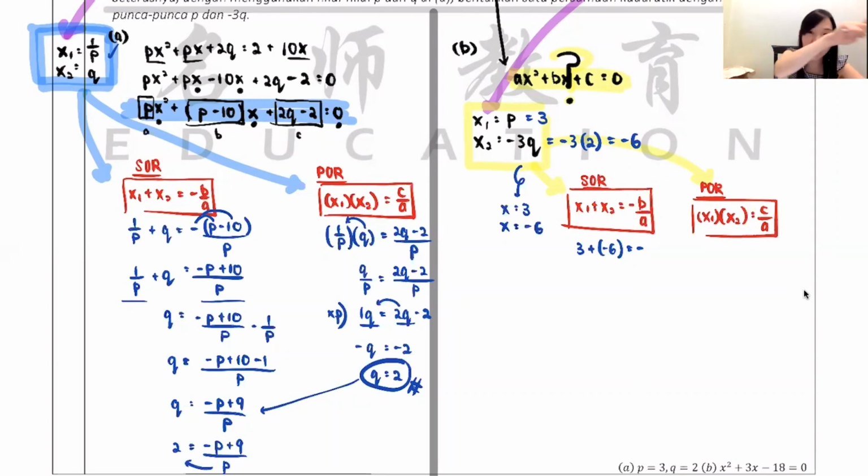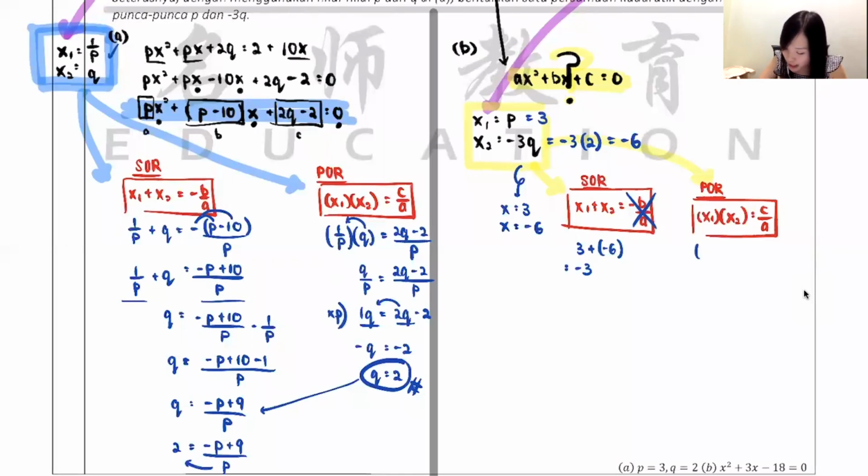Don't tell me you go to that side, take the ABC and use it. No. Okay, my dear? So yours, you don't know, because your ABC, you still want to find the equation, right? Don't force yourself. Just do the left side. It's okay. So now, 3 minus 6. Oh, I get negative 3 for the SOR. So let's do the POR.